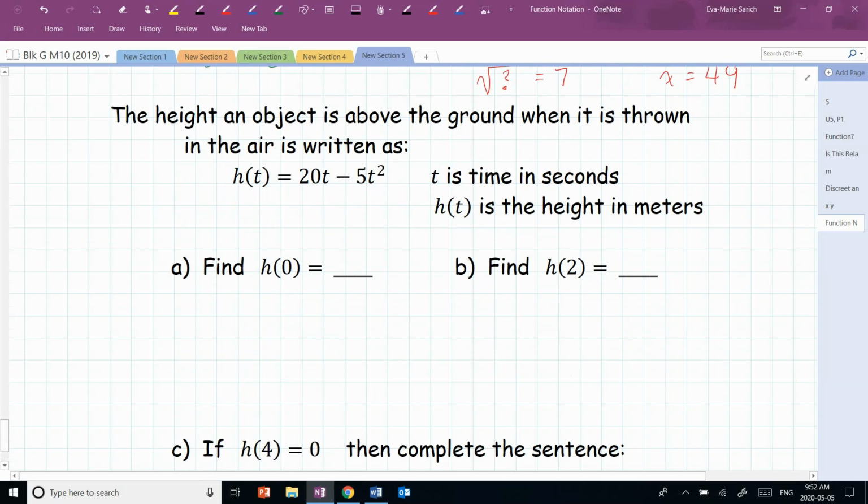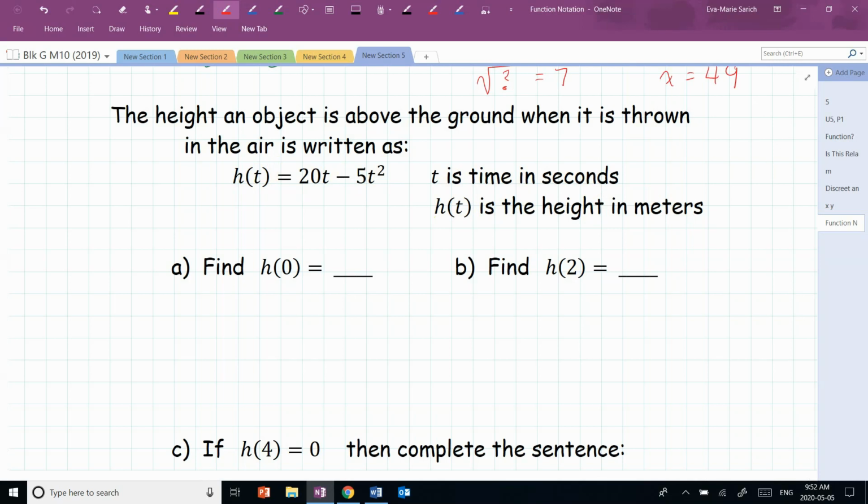Now, you're going to have some word problems, and I want to go through a word problem here. The word problems have formulas, which really are just function notation. So we're looking at the height of an object above the ground when it is thrown in the air. We have an equation where t, the small t in the equation, is the time in seconds, and h of t is the height in meters. So this equation will tell us how high an object is above the ground in a specific amount of time when it's thrown in the air.